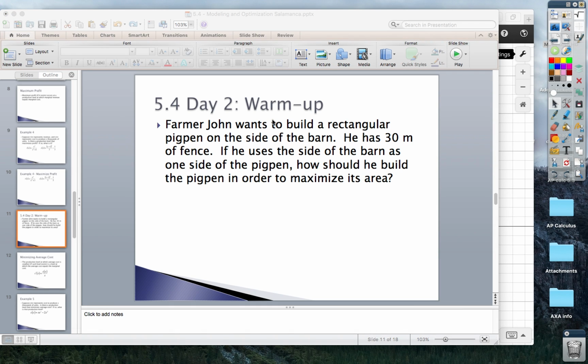Farmer John wants to build a rectangular pig pen on the side of his barn. He has 30 meters of fence. If he used the side of the barn as one side of the pig pen, how should he build the pig pen in order to maximize the area?